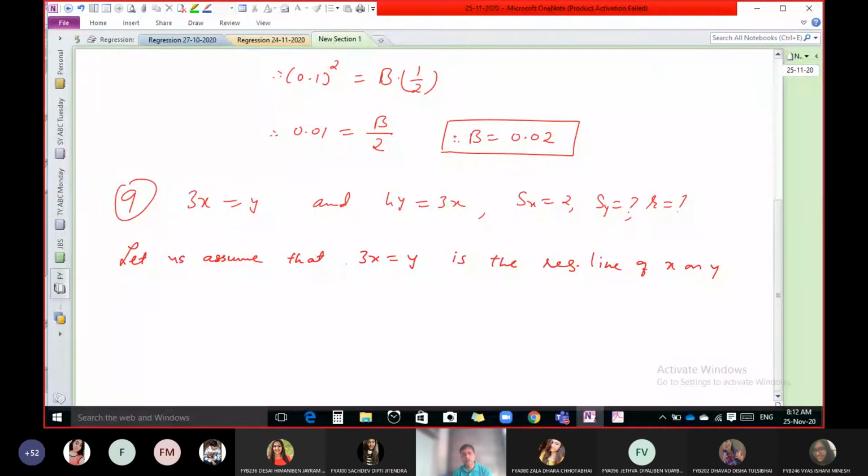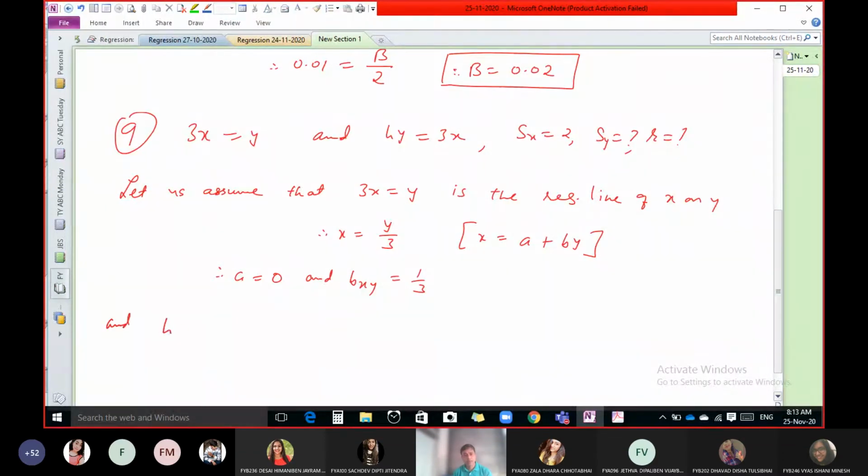Because it is x on y, we have to convert into x. So we get x equal to y upon 3. Now compare this with our standard form. Can you tell me what is A? A is 0. And B? 1 upon 3. That is bxy here. So now we have bxy 1 upon 3. So if this is the regression line of x on y, then by default this is the regression line of y on x.